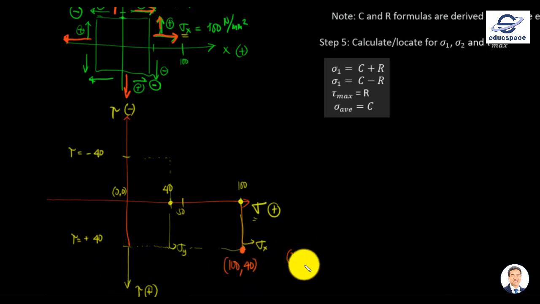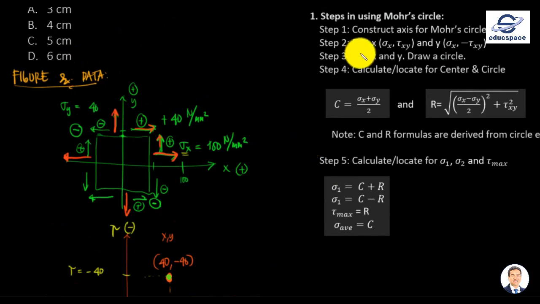Our y is 40. And then here, we have the x and y arrangement again. We have 40, that is the normal stress, and then negative 40. So this is our point. Now, the next procedure is to connect. So we are now at step 3.